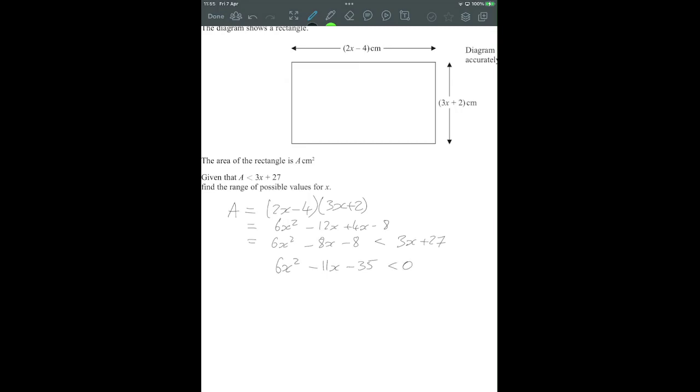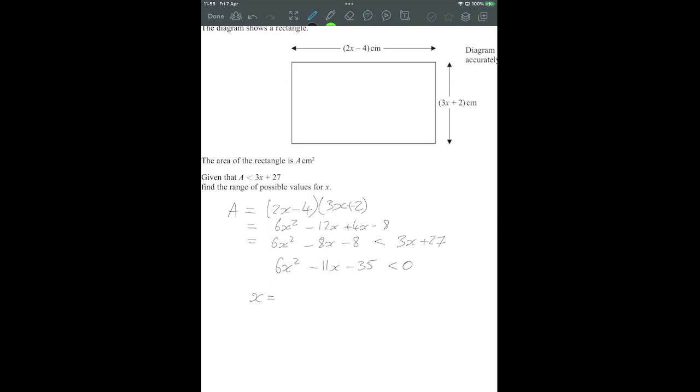Now I'm going to take a quick moment to see if that does factorize or not. It feels like it could, but both 6 and 35 are very difficult to consider all of their options. So I'm not even going to bother trying to factorize that. I'm going to use the formula to try and find my two critical values, my two roots.